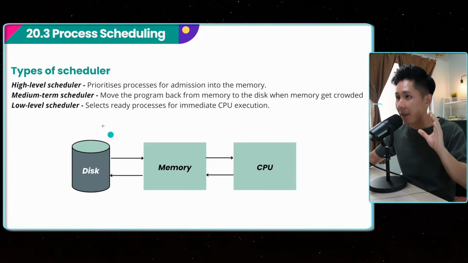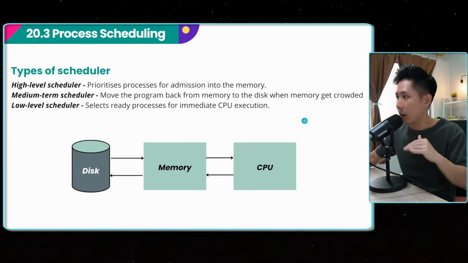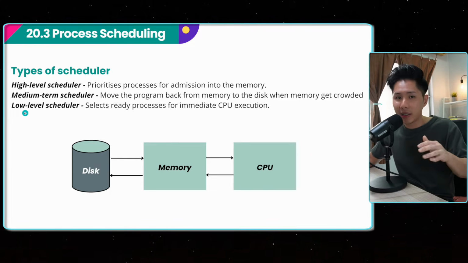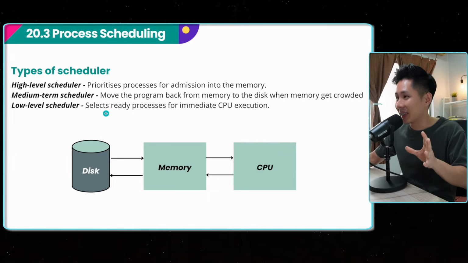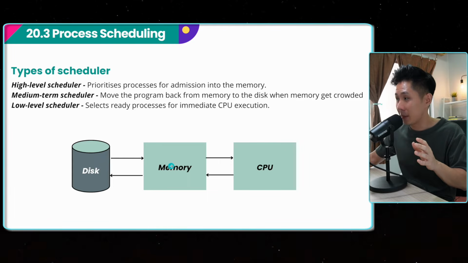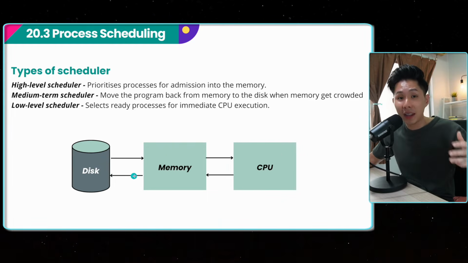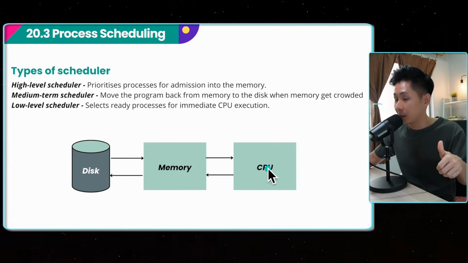And the medium-term scheduler will move the program back to disk when memory gets crowded. Whereas the low-level scheduler here, low-level doesn't mean that it's inferior, it just means that it does different things. It selects ready processes from the memory and puts them into the CPU. So there is a process going on behind the hood on which processes get the resources first.